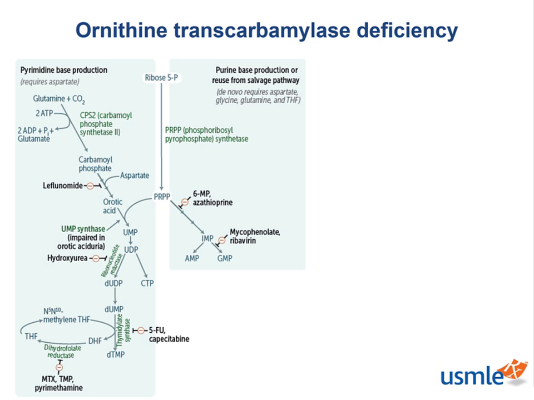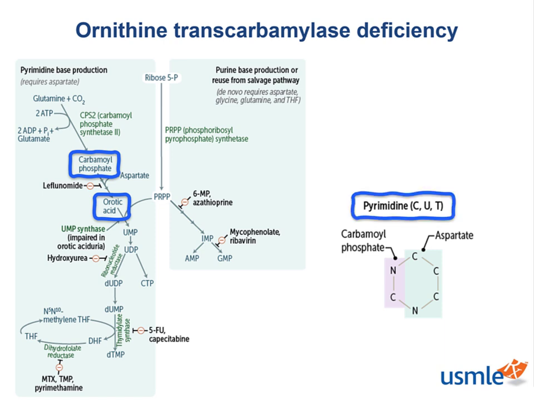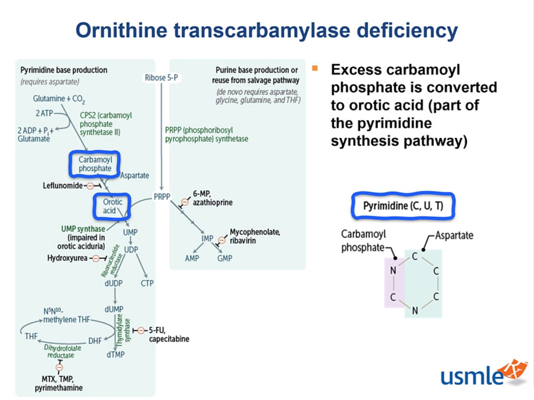Now here we have both the pyrimidine and purine synthesis pathways, with the pyrimidine one on the left. You can see that carbamoyl phosphate is part of the pathway, which is converted to orotic acid. Can you remember which of the nucleotides and nucleosides are pyrimidines? That's great if you said cytosine, uracil, and thymine, which have carbamoyl phosphate. So, that excess carbamoyl phosphate we get when there's a deficiency in ornithine transcarbamylase will get converted to orotic acid.